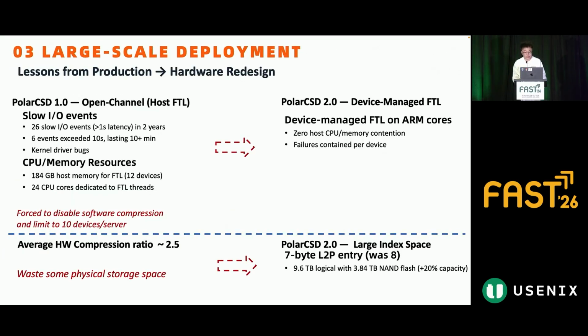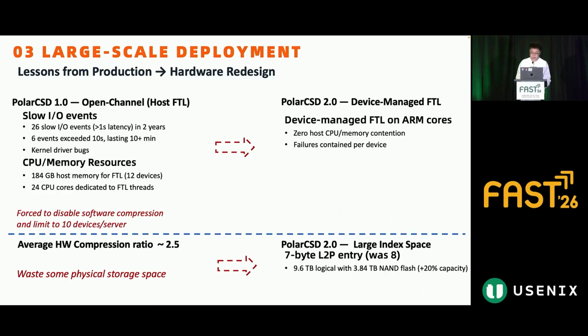That covers our architecture design. Now let me share what we learned from deploying it at scale. First, the hardware redesign. On the hardware side, the first change is the FTL. PolarCSD 1 uses a host-based FTL with an open channel architecture. While this made software iteration easier, it caused serious problems at scale.